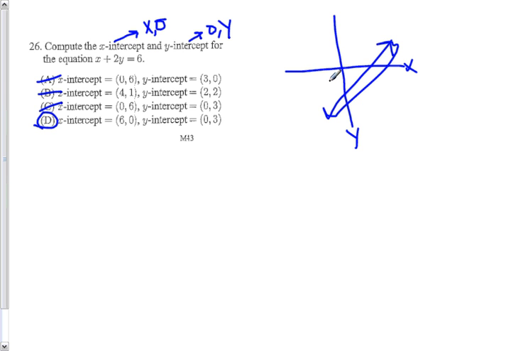Now, I know this is a beautiful graph over here of an x and y intercept, so if you would like that autographed, I'll be happy to print that out for you and autograph it sometime.